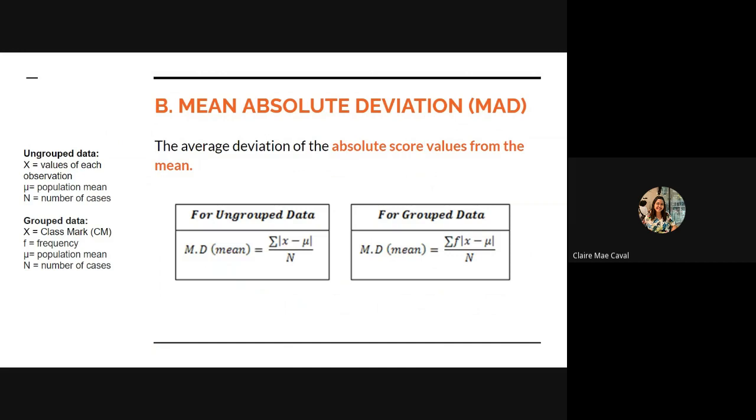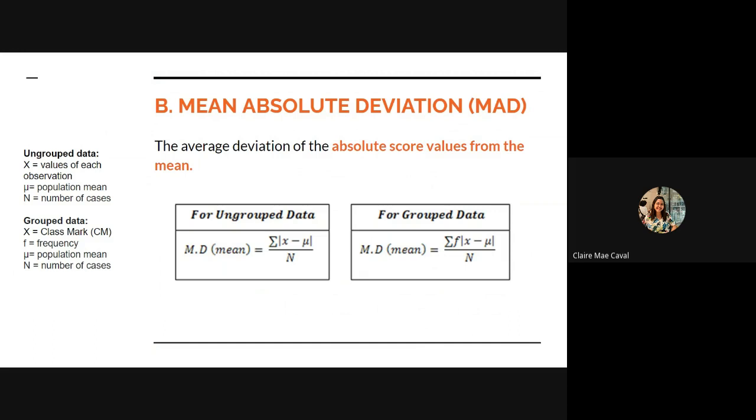Next, the second absolute measure of dispersion is the mean absolute deviation, abbreviated as MAD. This is the average deviation of the absolute score values from the mean. When you say average deviation, this is only the absolute average deviation of those values that deviate from the mean. Okay? When you say deviation class, what comes to your mind?